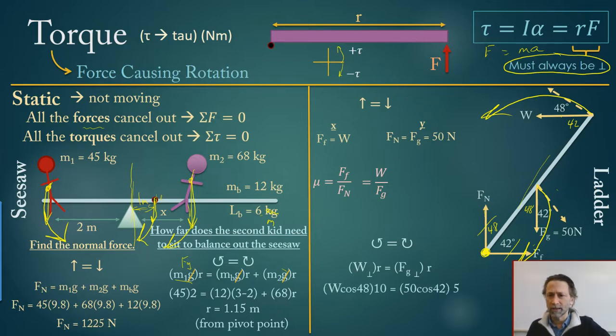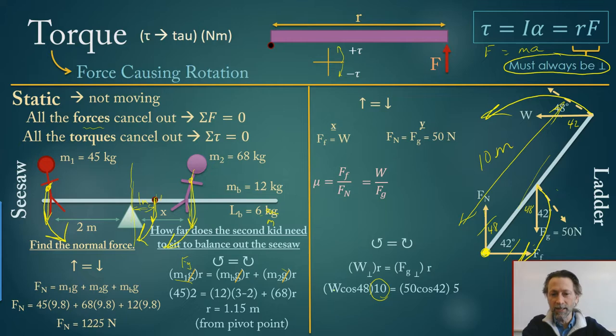Now, it looks like I forgot to put one very important value into my PowerPoint. It's probably going to show up here at the very end, and if it doesn't, that's okay. And that is that the whole length of this ladder, we're going to say, is 10 meters. So the length of this is going to be 10 meters.